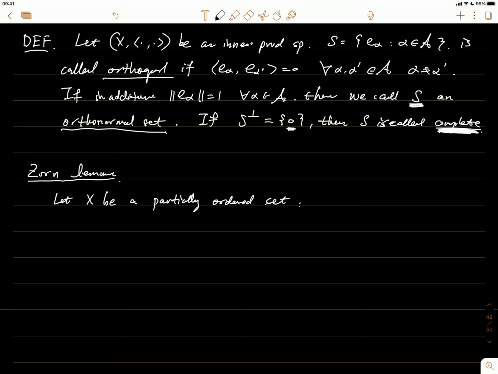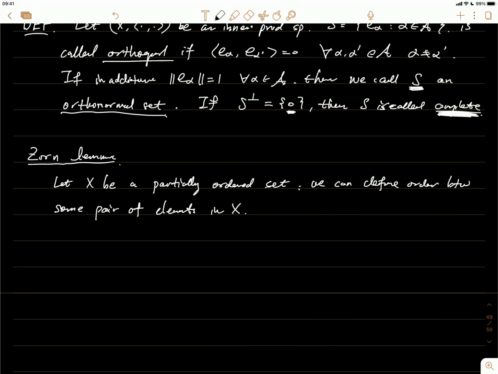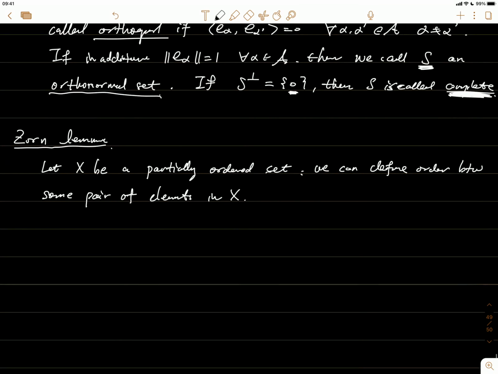Say, you can define order between some pairs of elements in X. Okay, maybe for two given arbitrary elements, you cannot really compare them, which one is larger, which one is smaller. But if you can, then this order needs to satisfy the following two properties.